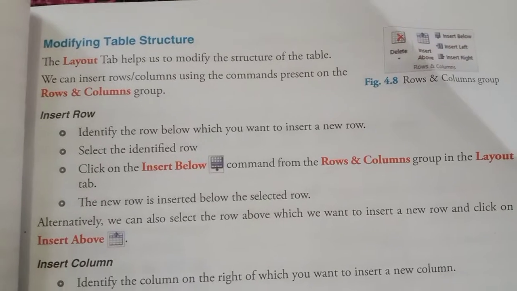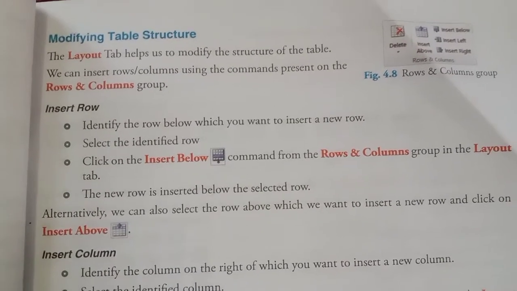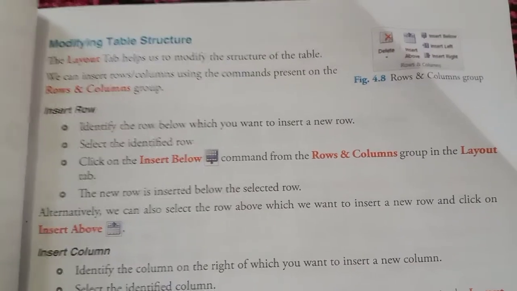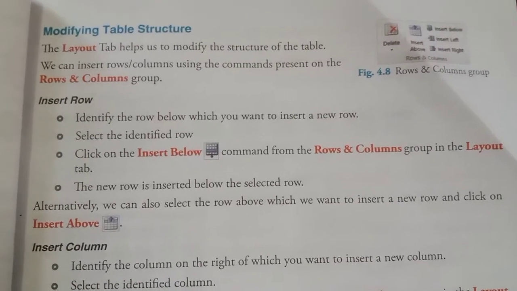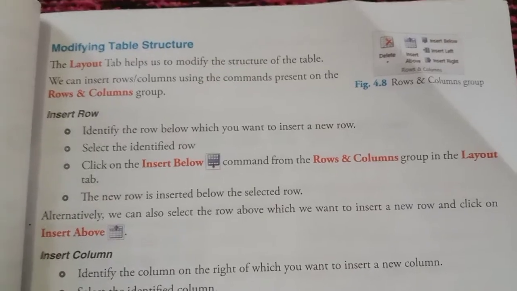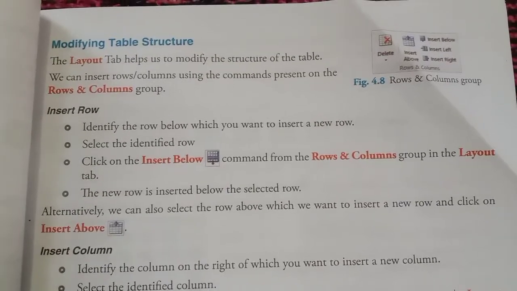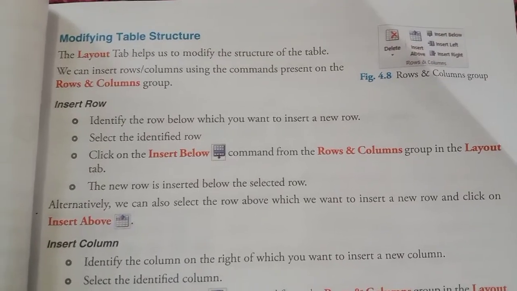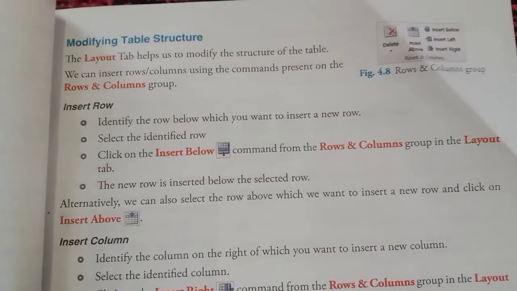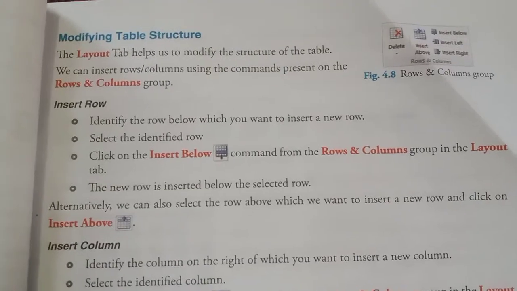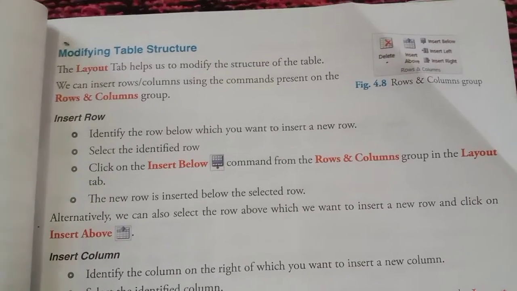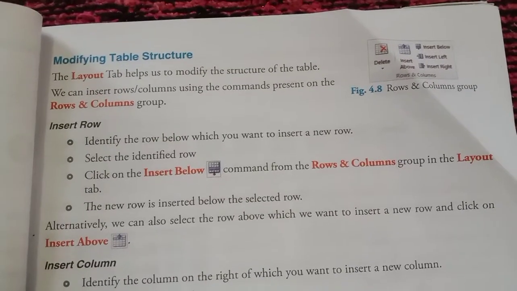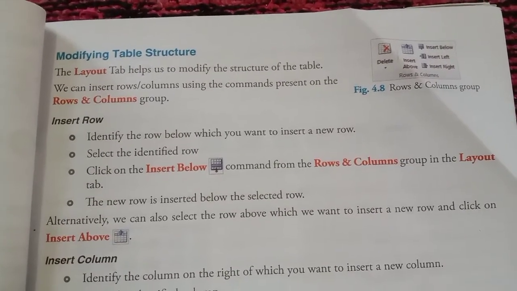But I'm telling you the shortcut method. First of all, select the row or column where you want to insert a row or column. Then press Control plus sign. Through Control plus sign, you can add rows or columns. Through minus sign, you can delete or remove rows and columns. The simple method. You have already learned to insert rows and columns. Now, if you want to delete rows and columns, how to do that?